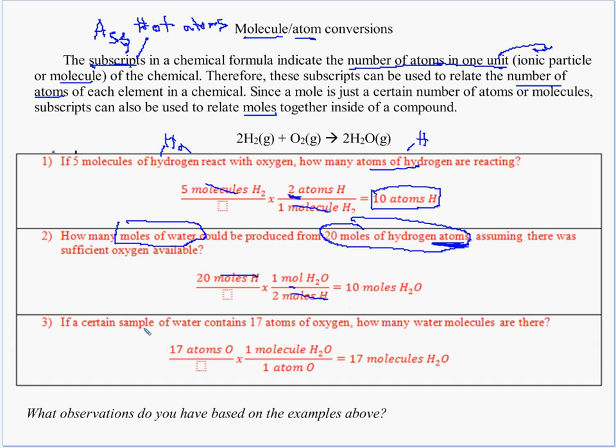Number 3, if a certain sample of water contains 17 atoms of oxygen, how many water molecules are there? Okay, so 17 atoms of oxygen, we put atoms of oxygen on the bottom. Well, the subscript for water is just 1 for O, so it's a 1-to-1 ratio. So this one's the easiest math ever, right? Because however many atoms of oxygen you have, that must be how many water molecules there are, right? Assuming it's pure H2O and there's no other oxygen compounds in there.